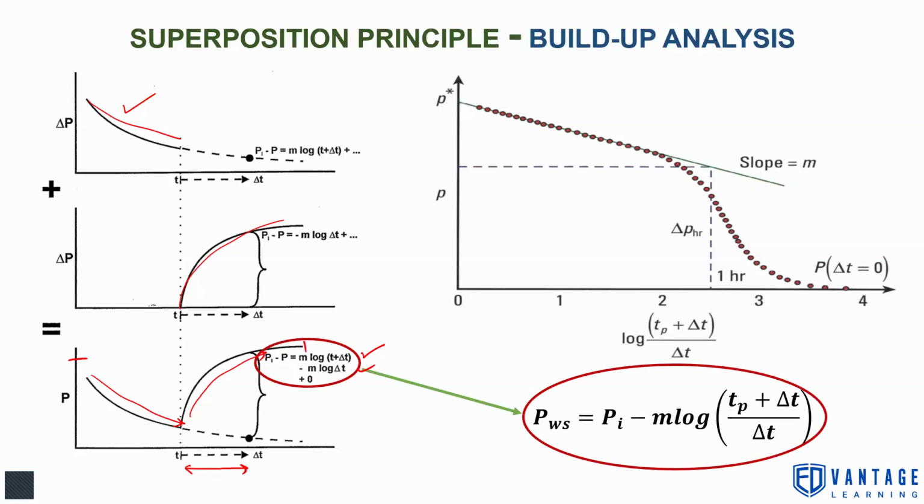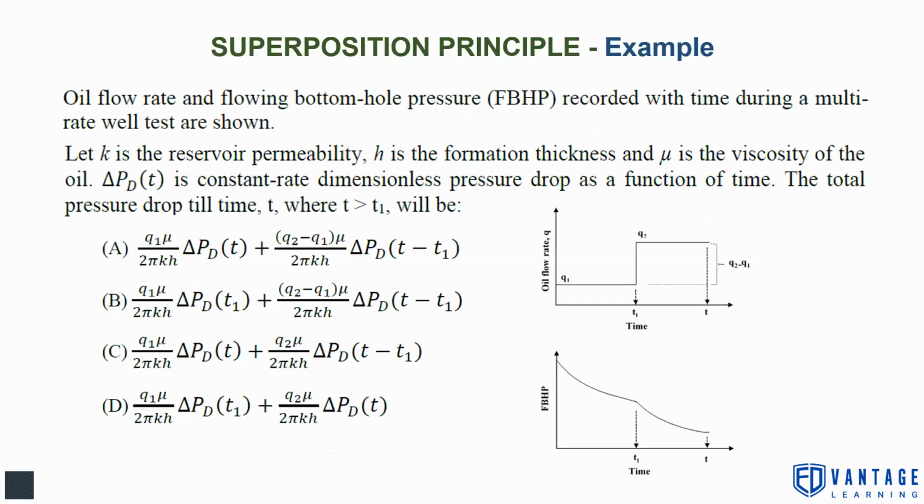There is one exercise for you. I think you can read the question. Oil flow rate and flowing bottom pressure recorded with time during a multi-rate well test are shown. Let K be the reservoir permeability, H be the formation thickness, and mu be the viscosity of the oil. Delta P(t), delta P dt, is a constant rate dimensionless pressure drop as a function of time. Total pressure drop till time t, where t is greater than t1, would be which option among A, B, C, D?